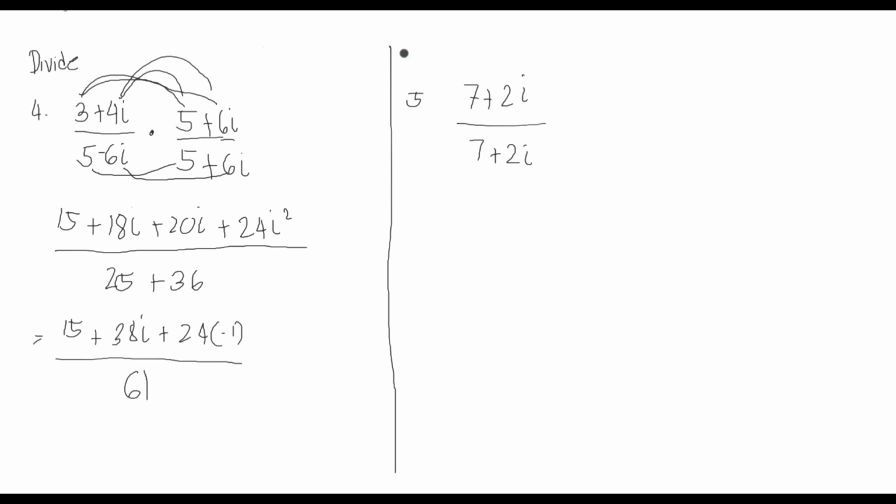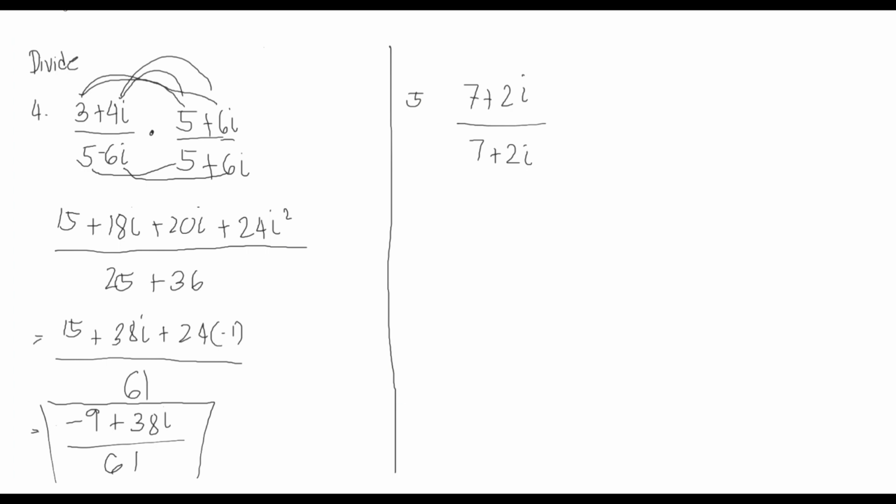Next is to simplify. You now have 15 minus 24, because you multiply this positive 24 by negative 1. That means this positive 24 becomes negative 24. So that's 15 minus 24, and you have negative 9. You have negative 9 plus 38i over 61. So, this will be your answer.